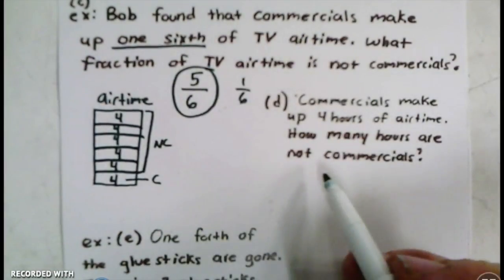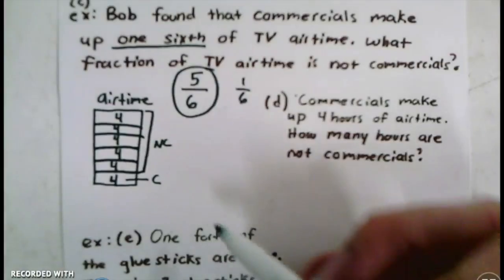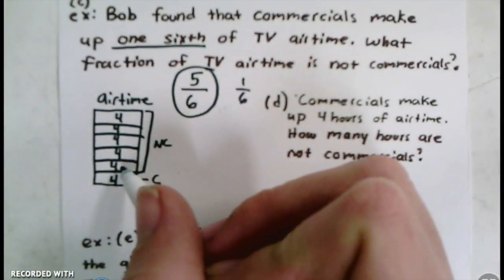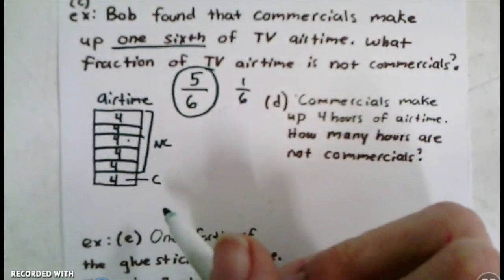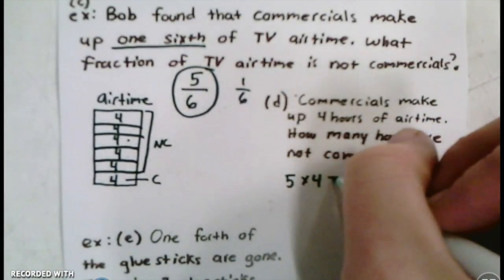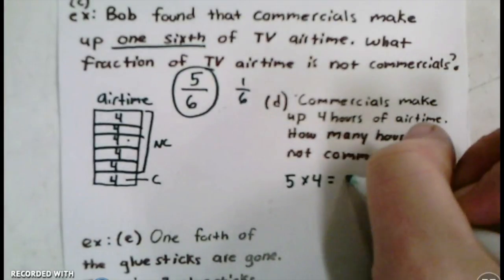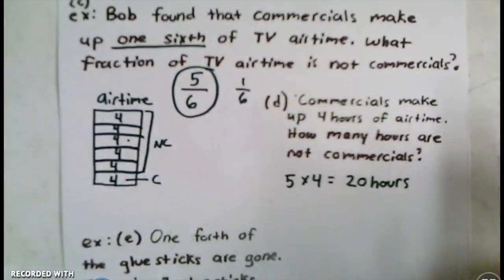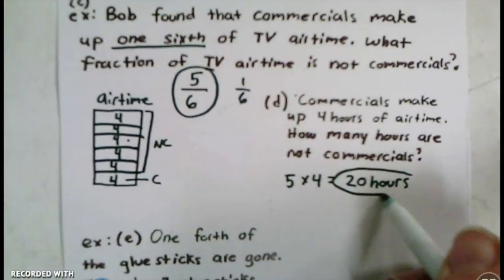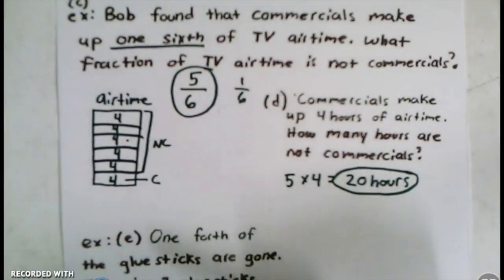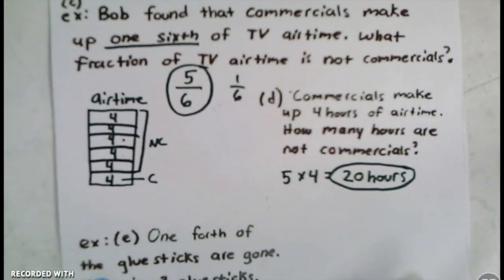So how many hours are not commercials? Well, I'm going to count up all the ones that are not. And remember, I had 1, 2, 3, 4, 5 of those. So I could do 5 times 4 means that 20 hours are not commercials. Okay, that's kind of the practical application to being able to figure this out.